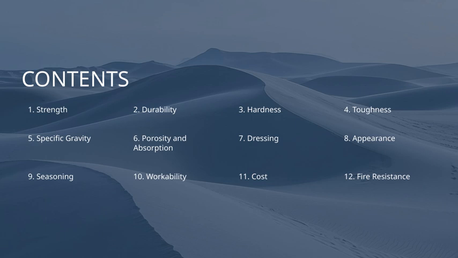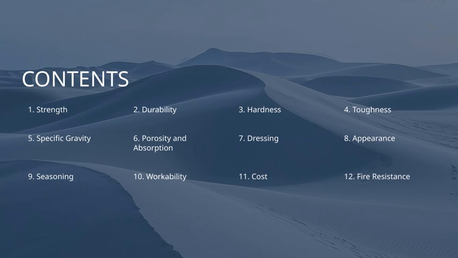Dressing, or surface finishing, influences the aesthetic appeal and sometimes the functional performance of the material. Appearance covers the visual qualities, which are vital for architectural and design considerations. Seasoning involves the process of drying or curing the material to improve stability and reduce defects. Workability describes how easy it is to handle, cut, or shape the material during construction or fabrication. Cost is a straightforward but essential factor, impacting project budgets and choices.